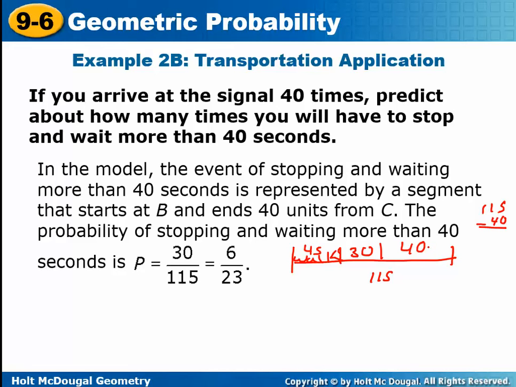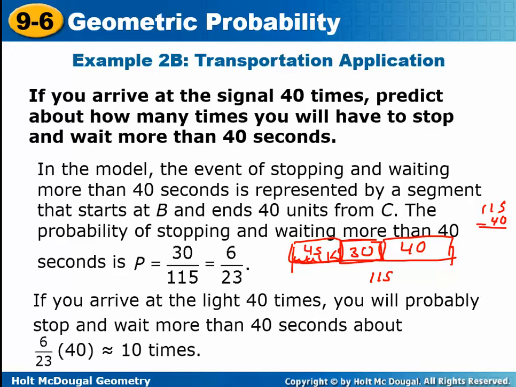The probability of stopping and waiting more than 40 seconds is 30 out of 115. Because if you land here, then you don't have to wait. If you land here, you don't have to wait more than 40 seconds. So it's only if you arrive right here that you would have to wait for more than 40 seconds. So it's 30 over 115, which simplifies to 6/23.